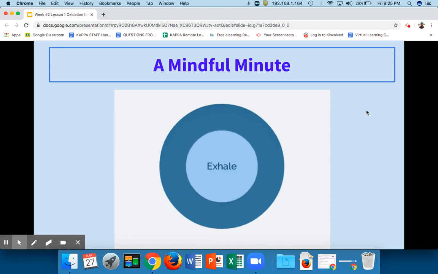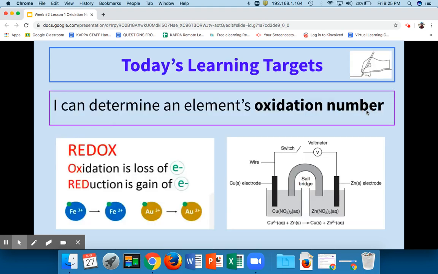And welcome back. So today's learning target is: I can determine an element's oxidation number. Pause the video now so you can write this down.